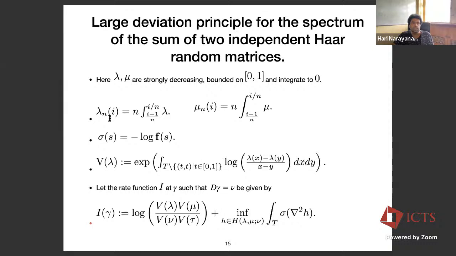So lambda n of i is the average of the function lambda on the ith interval, from roughly i minus 1 by n to i by n. And mu n of i is the average of the function mu from i minus 1 by n to i by n. So sigma of s will be very important for us. This is going to be something called surface tension. It's the negative logarithm of the limiting volumes of certain polytopes, appropriately normalized.